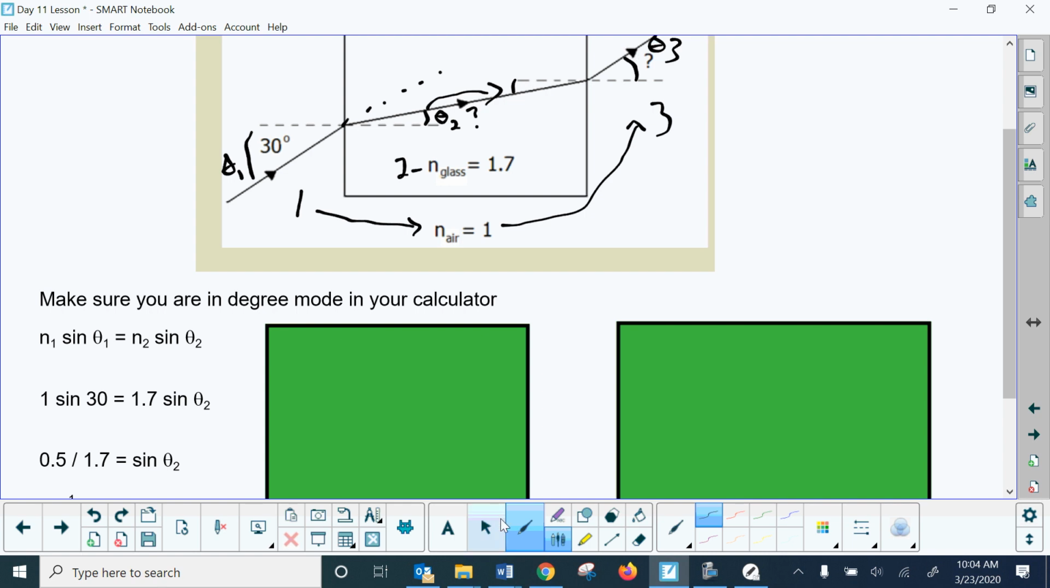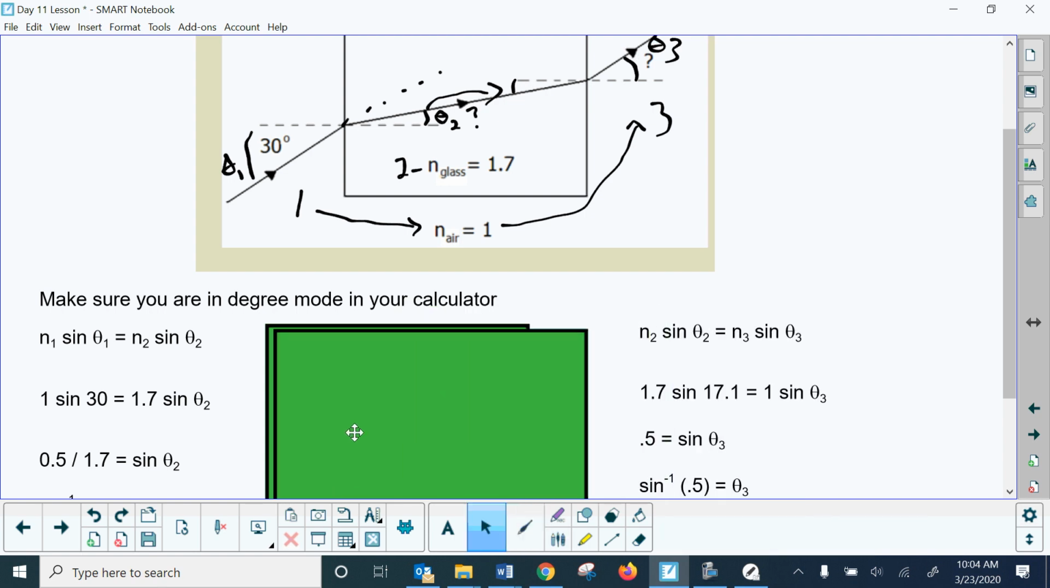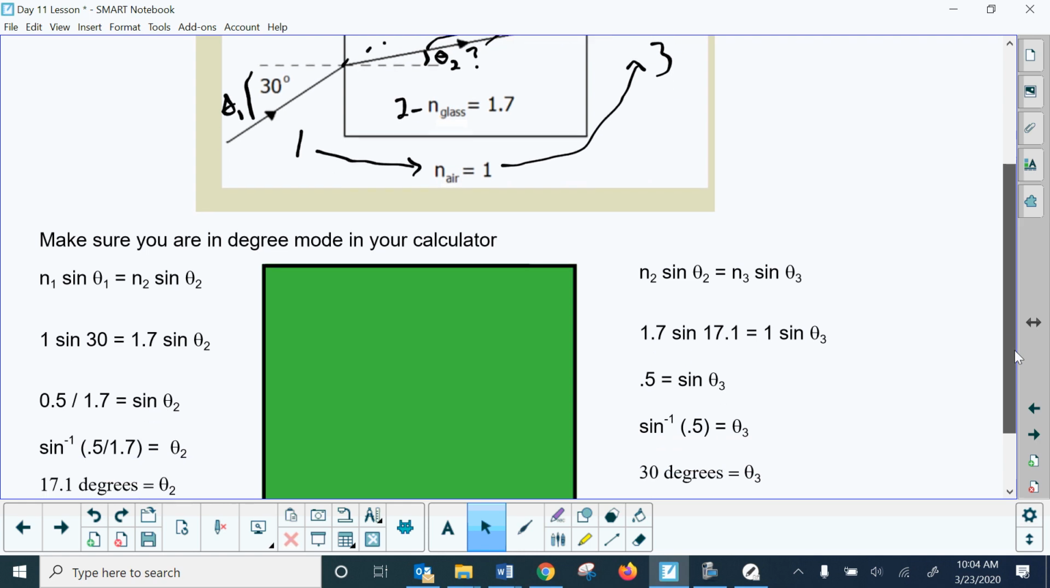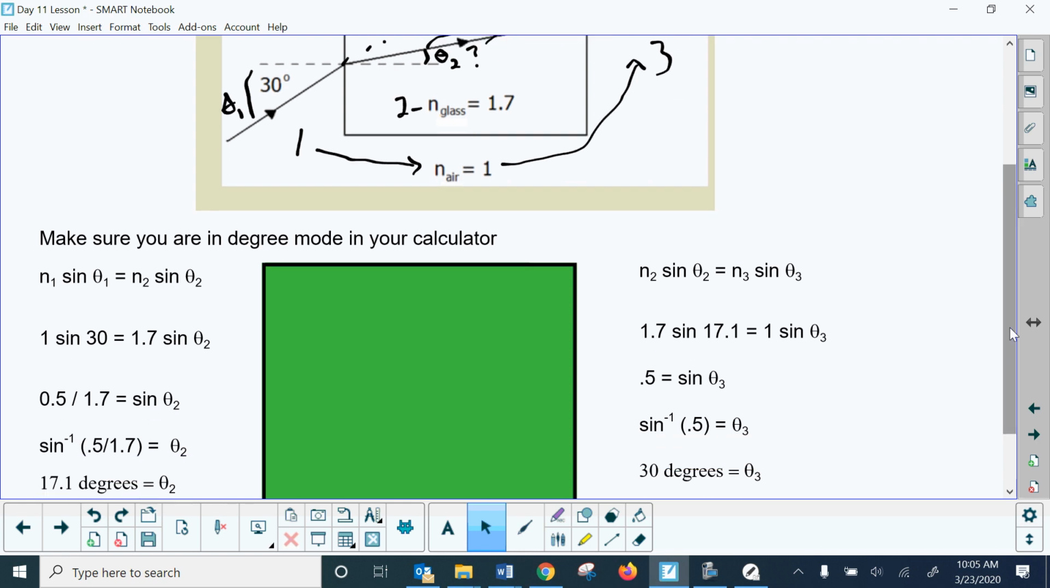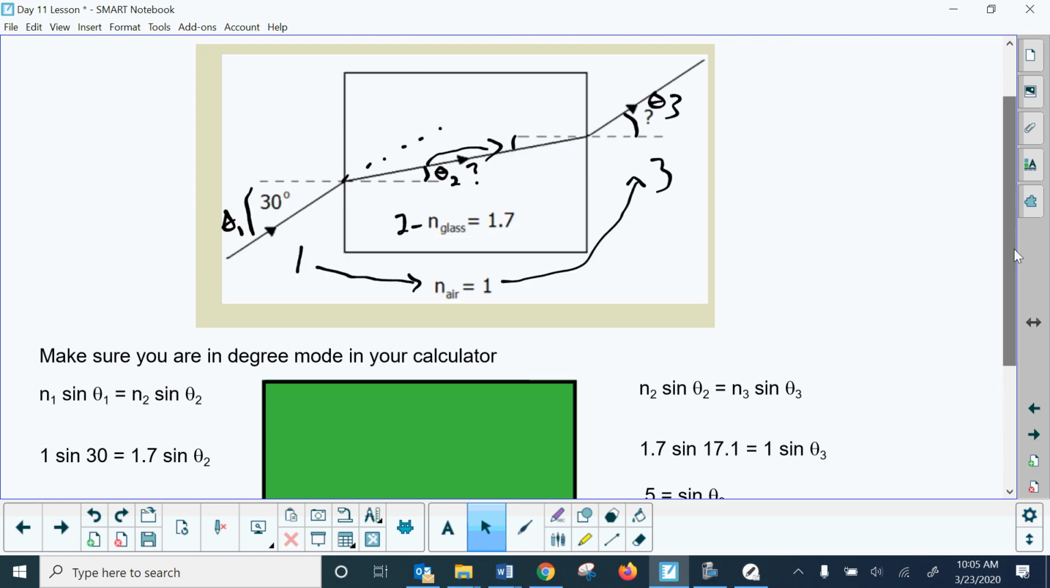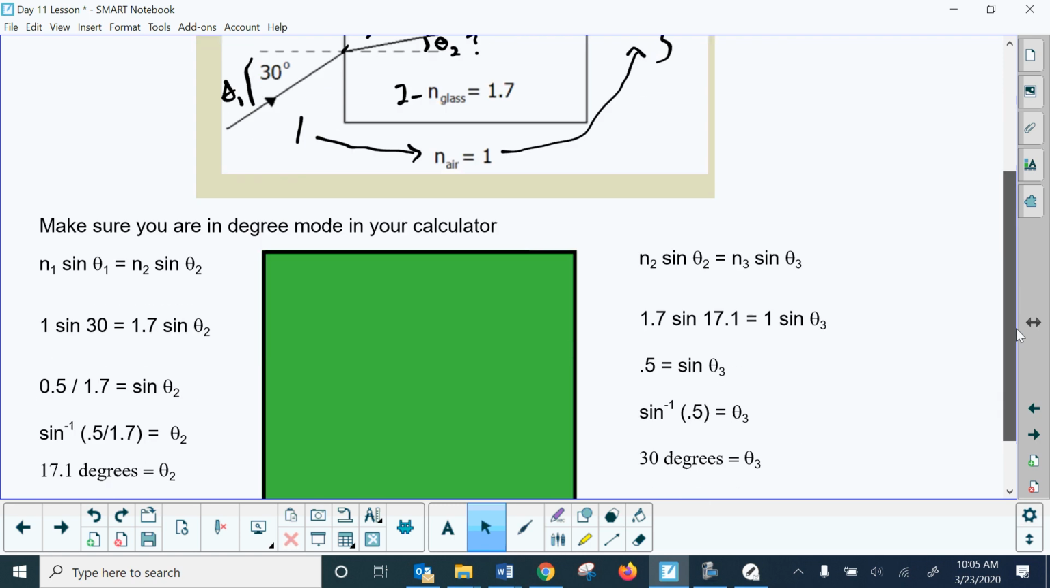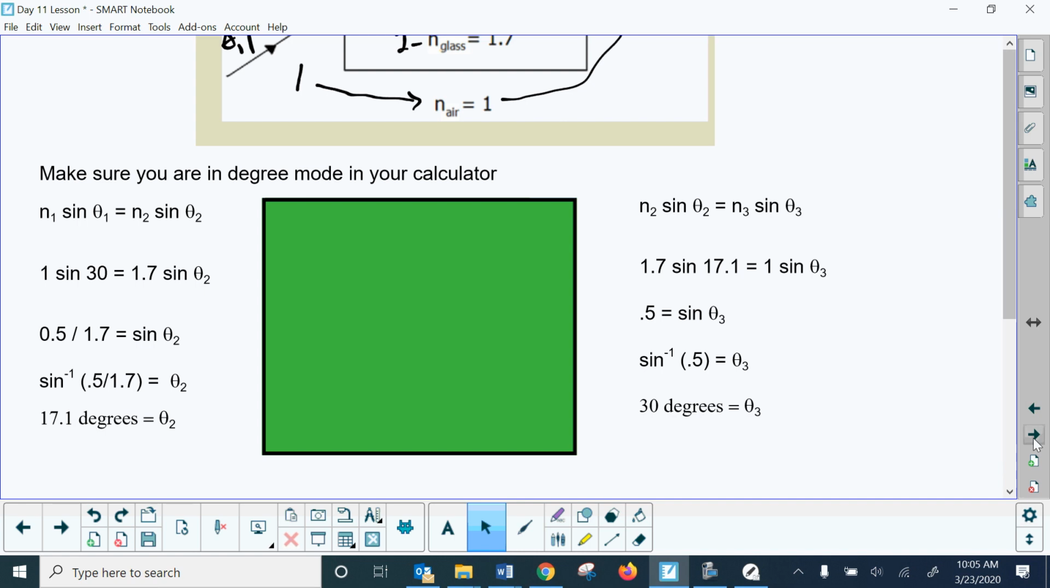And it's the same kind of math. So n2 sine theta 2 equals n3 sine theta 3. I plugged in the numbers just like we're given. So 1.7 sine 17.1 was my answer from part A here. And then the index that it's going into is 1 for air, and then sine of theta 3 is what I'm looking for. So again, I do the same kind of math and solve for theta 3, and I got 30 degrees. So it comes out the same angle that it goes in, which makes sense. So that's the first one, and just kind of some practice using Snell's law.